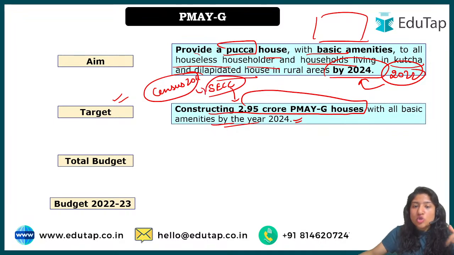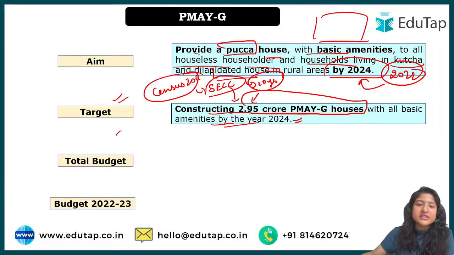SECC talks about the socio-economic caste survey. So it looks at the social status of different people in society, and what the economic status is. On that basis the socio-economic caste survey is also released every 10 years. Okay, so there it was mentioned that 2.95 crore people are in need of houses. That is why the aim has been set considering this factor.